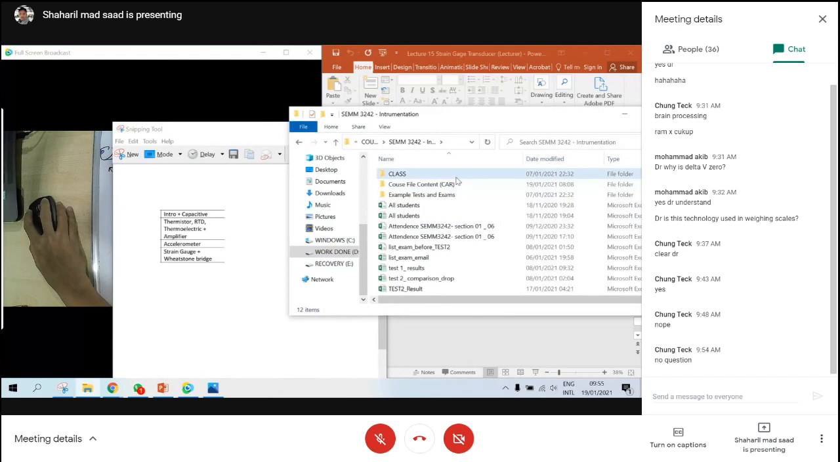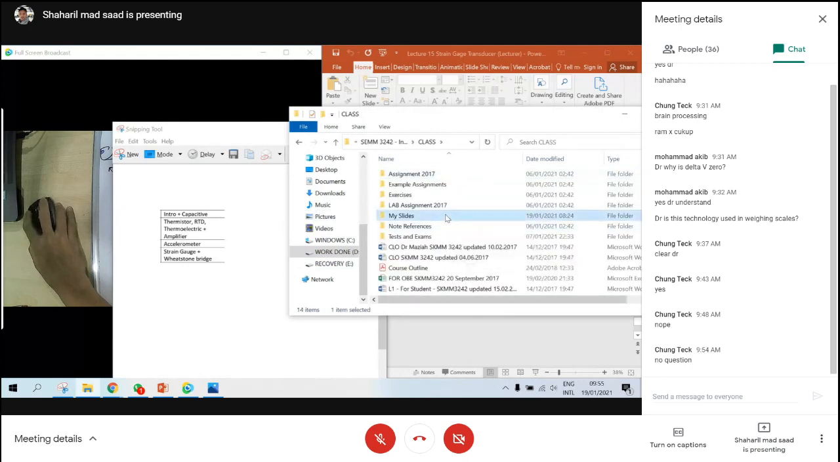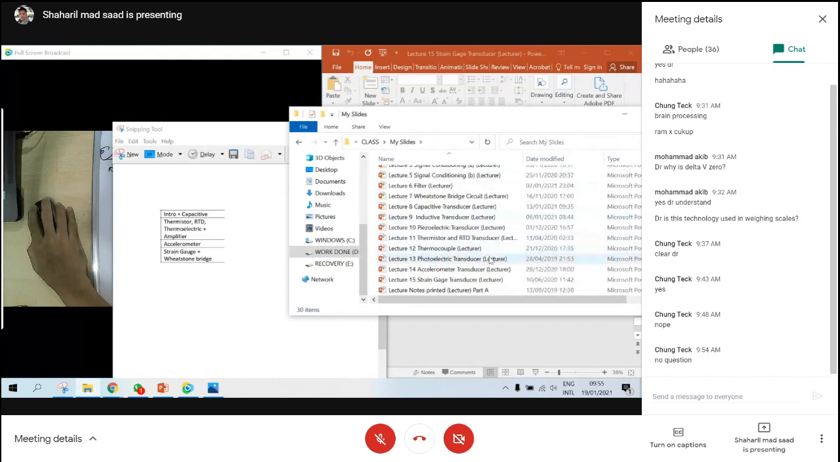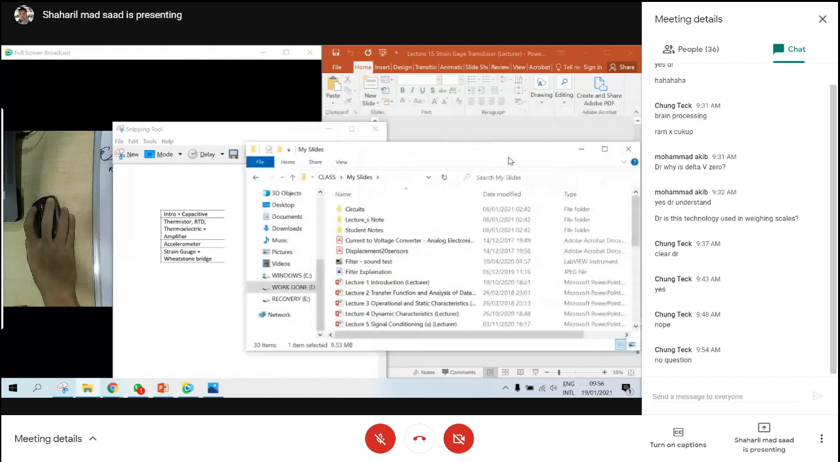Alright. If you look at all of these slides, there is one chapter that I did not cover, which is the photoelectric transducer. Because this topic will not be asked for the exam. I think this is already covered in other subjects like the mechatronics subject. You can read it by yourself. It's just for your knowledge. I will not cover this topic.